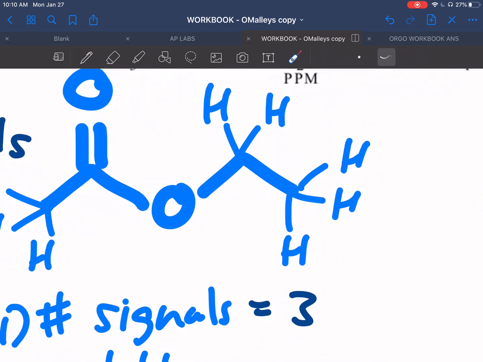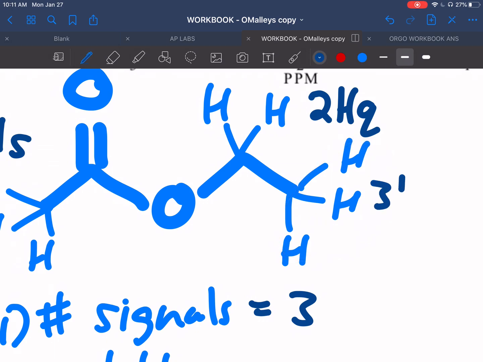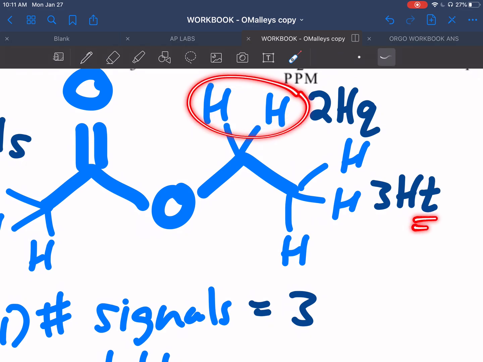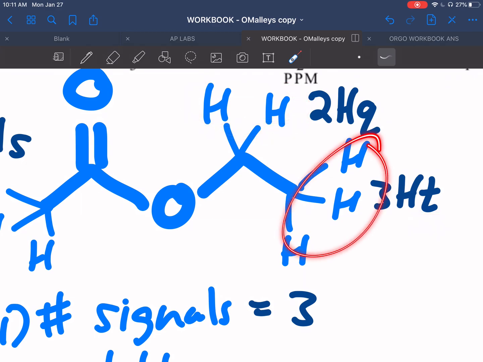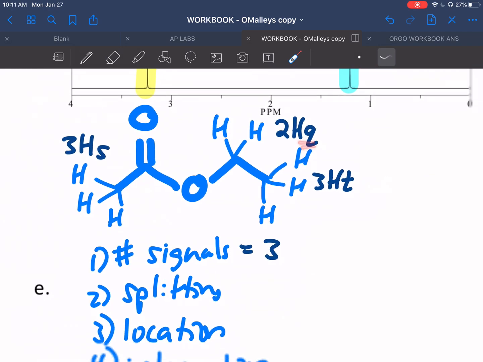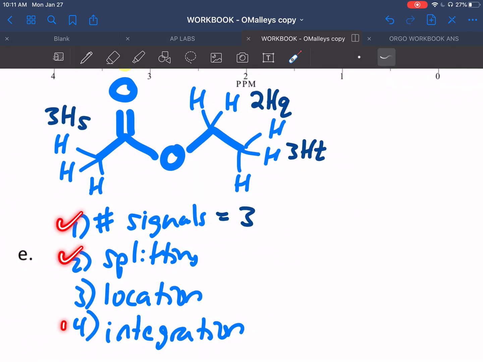In the middle, these 2 H's would integrate for 2, so this is a 2 hydrogen signal, and they have 3 neighbors, so they should be split into 4, so that would be a 2 hydrogen quartet. Lastly, these 3 hydrogens would be a 3 hydrogen signal, and they would be split by the 2 hydrogen neighbors into a triplet. Remember, it's always the number of neighbors plus 1 to get the splitting pattern. So 2 neighbors becomes a triplet, and 3 neighbors becomes a quartet. So that takes care of everything except for the location.